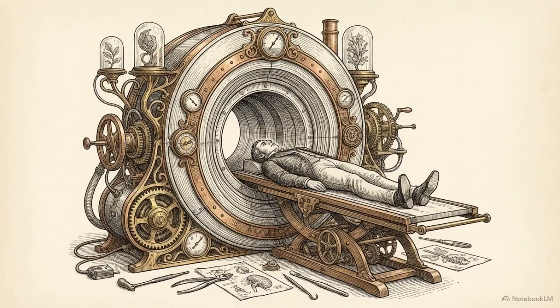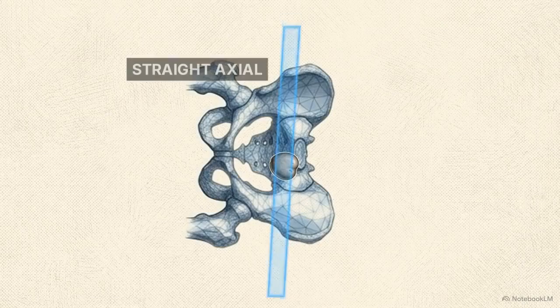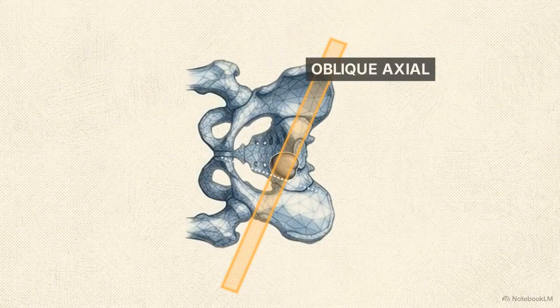Accurate mapping begins with the correct acquisition plane. Magnetic resonance imaging protocols mandate obtaining slices either straight to the patient or in an oblique axial plane, aligned perfectly perpendicular to the posterior peripheral zone.